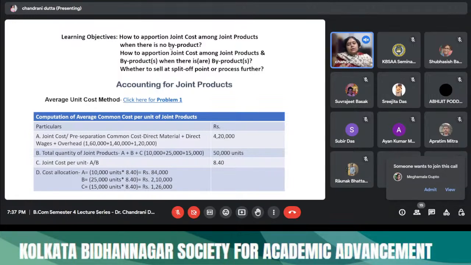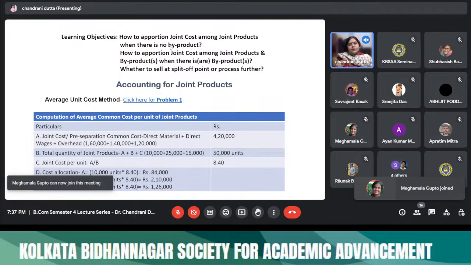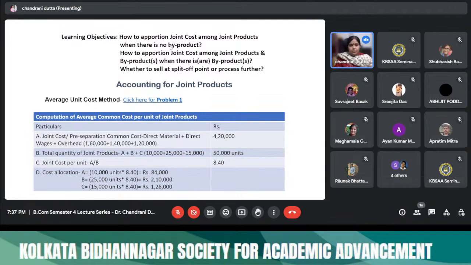So once I get the cost per unit, that cost per unit will be multiplied with the respective output, the respective units, to get the share of joint cost. Okay, so this is the method which is the simplest of all the methods. I think when we discuss the problem, you'll be able to understand it better.